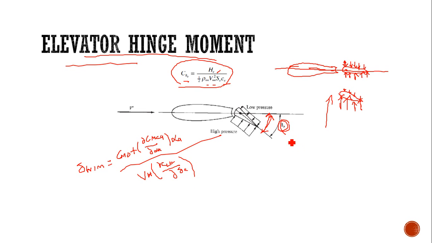So one more thing here. If the elevator is deflected downwards, this del E angle will be positive. When the elevator is deflected upward like this, the elevator angle will be negative.